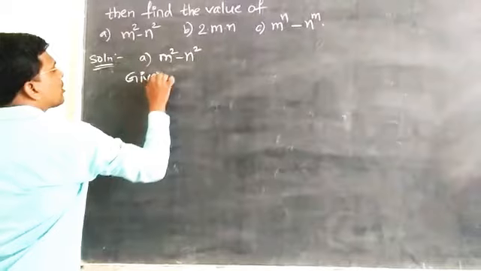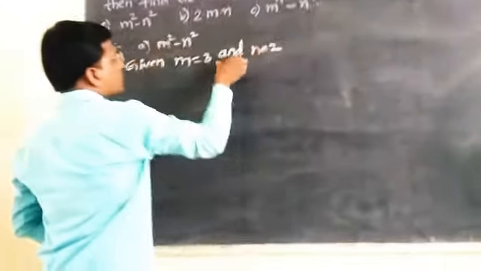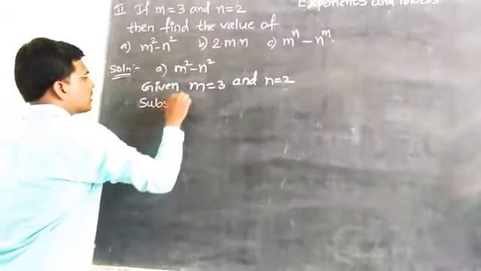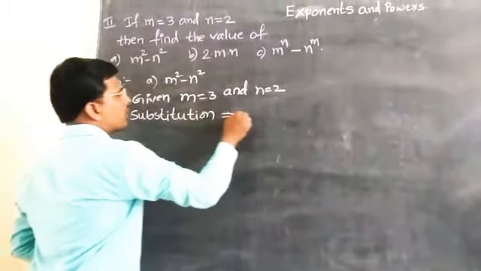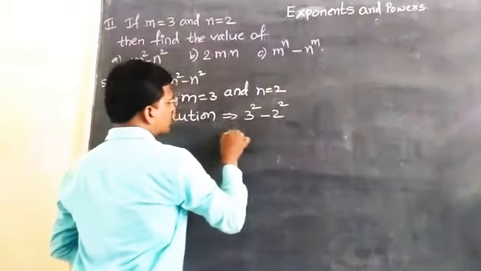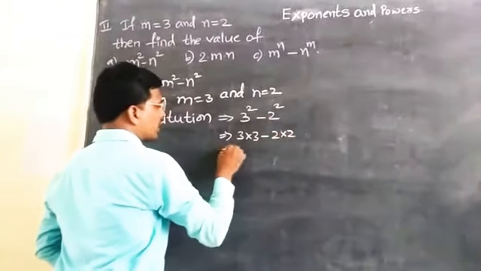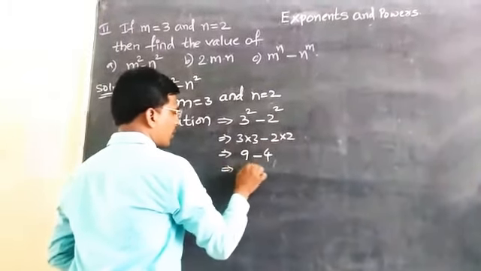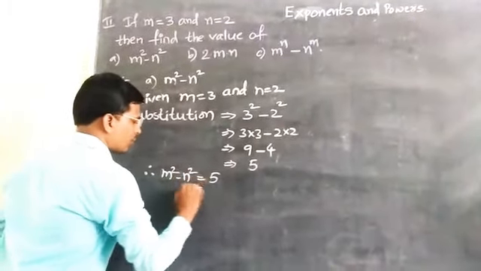So given m is equal to 3 and n is equal to 2. Substitute the given values in the given question. Okay. So substitution. So what is the m value? So m value is 3 and 3 square minus, what is the n value? 2 square. So 3 square means 3 into 3 minus 2 square, 2 into 2. So 3 into 3, 9, minus 2 2s are 4. 9 minus 4 is how much? 5. Therefore, what is the value? m square minus n square is equal to 5.